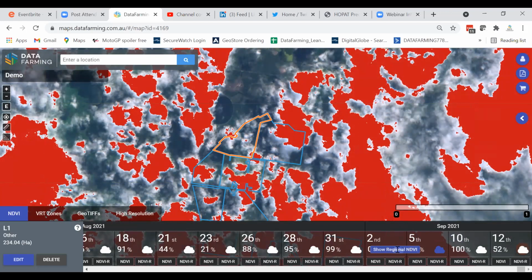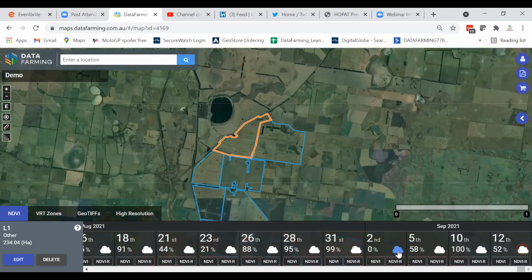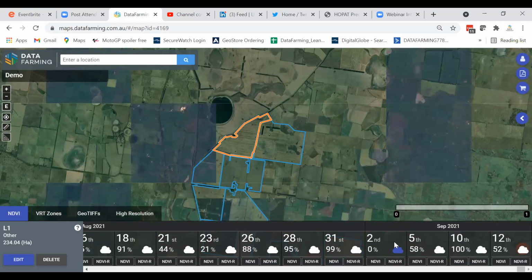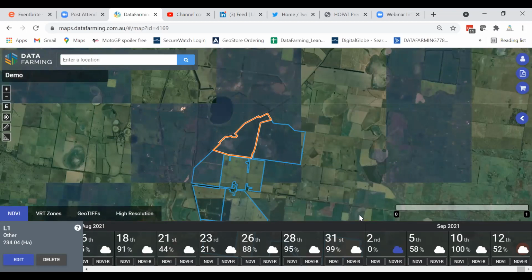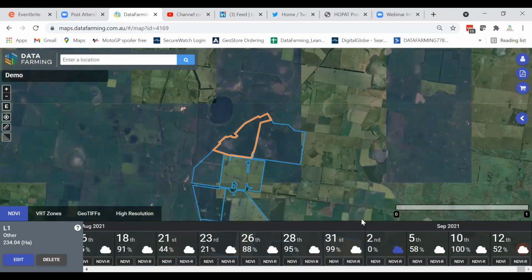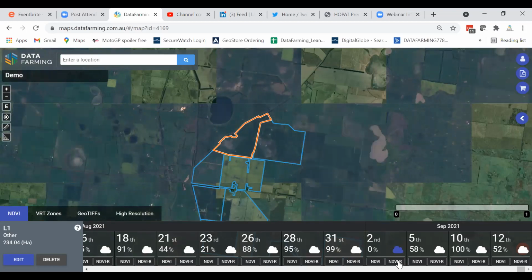This image here is free from cloud, so you can see just the normal red, green, blue image from that day just by clicking that cloud button anyway. And that's coming through there now, so that gives you a bit of an idea.